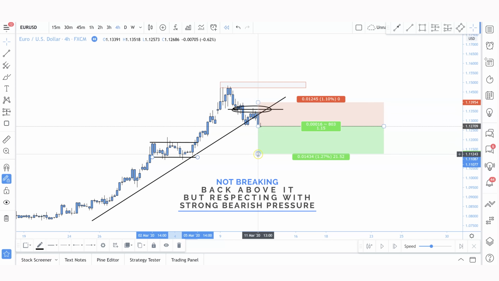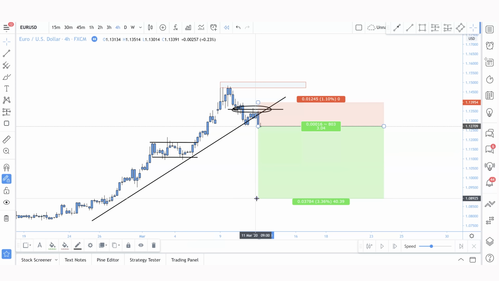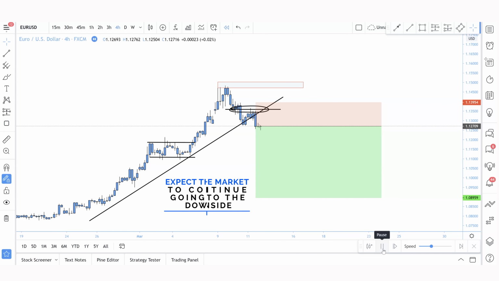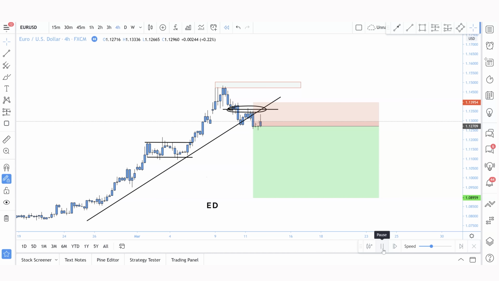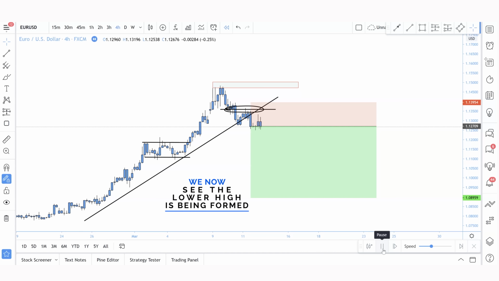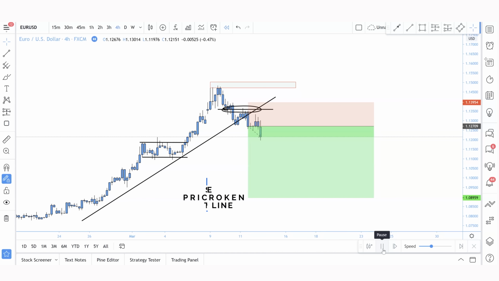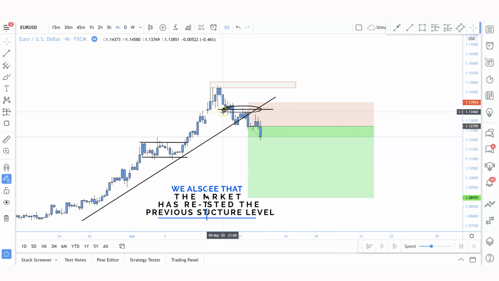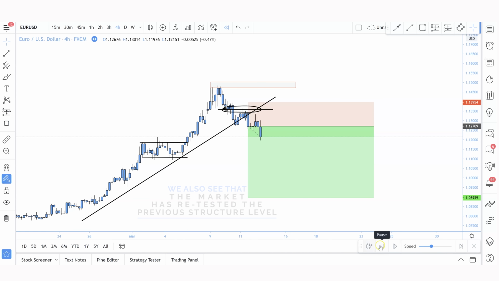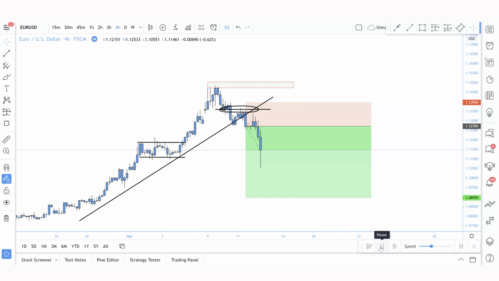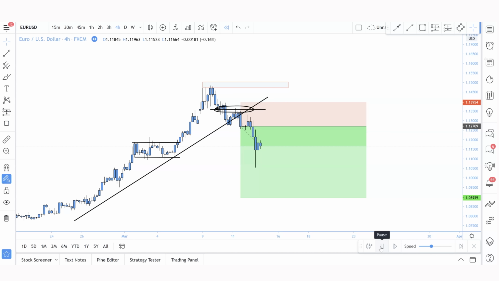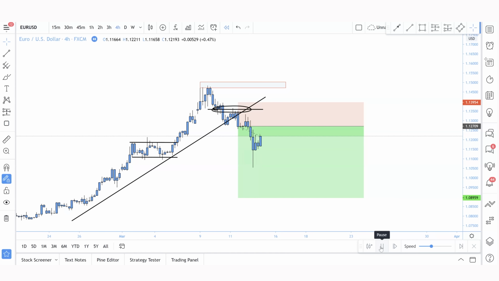strong bearish pressure. So let's see what happens if we take this trade as our first example of identifying a trend reversal. We expect the market to continue to go to the downside because we now see the lower high that has been formed. We also see that price has broken the trend line. At the same time, we've also seen that the market has retested a previous structure level, which means that if we don't have that break back into structure, there is a very strong sign that the bears are in the market. So let's let this play out.